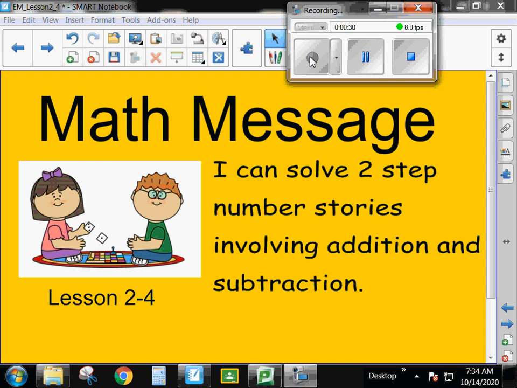All right, in this math message, we're going to be working on solving two-step number stories involving addition and subtraction. So some more word problems, but this time we're going to be talking about multi-step or two-step problems, because we all know that everything in life isn't just one step to figure out the answer. Sometimes we have to do a couple of steps to figure out the answer.